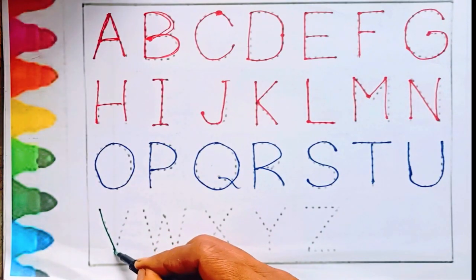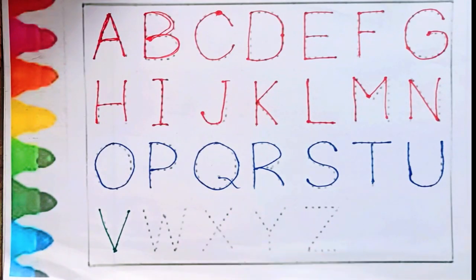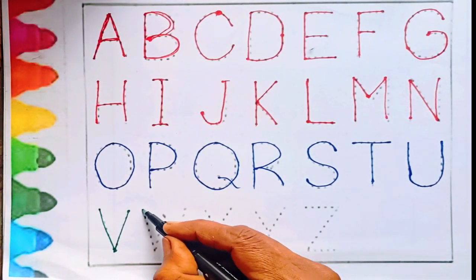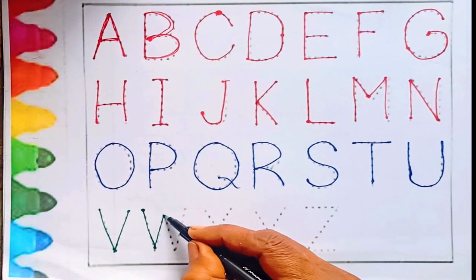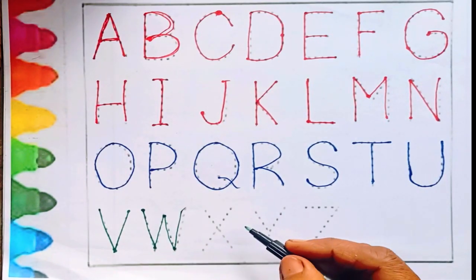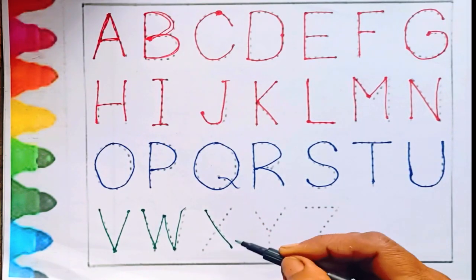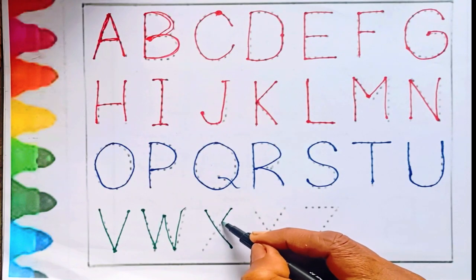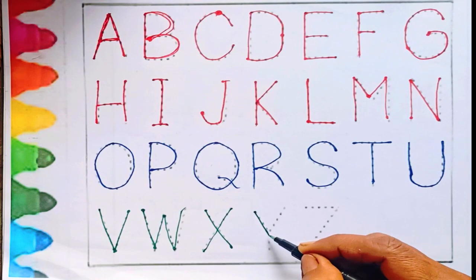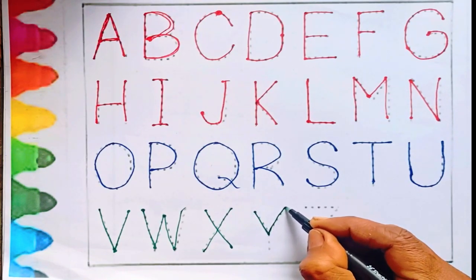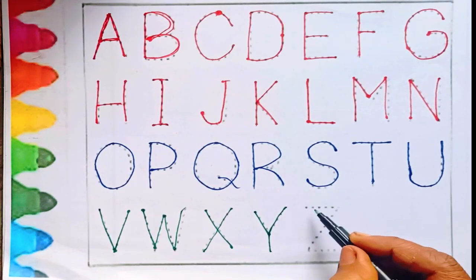V for vessel, V for van, W. W for watch, W for wall, X. X for x-ray, X for Xmas, Y. Y for yak, Y for yo-yo, Z.